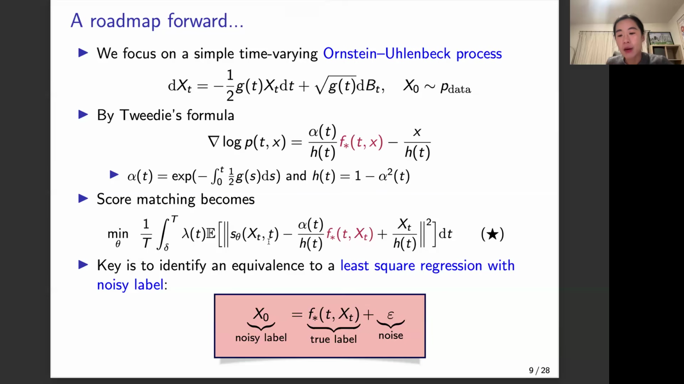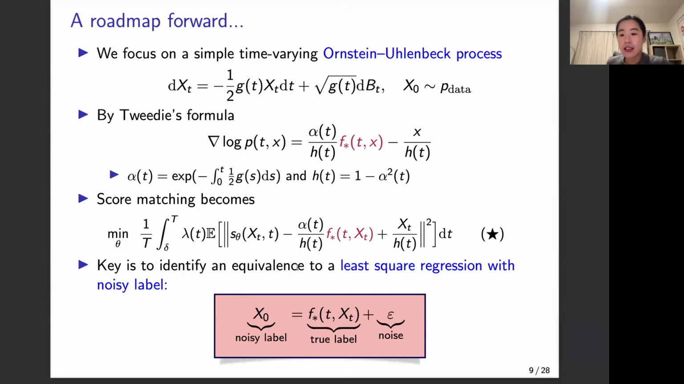So in our setting, once we focus on this Ornstein-Uhlenbeck process and apply Tweedie's formula, the score matching objective function becomes the following. Instead of approximating gradient log p, we can approximate this posterior mean as our objective. This is much easier to work with because f star has a simpler meaning. But in this objective function, where theta is a neural network or a function in a functional class we specify, we still don't know the target function f star.